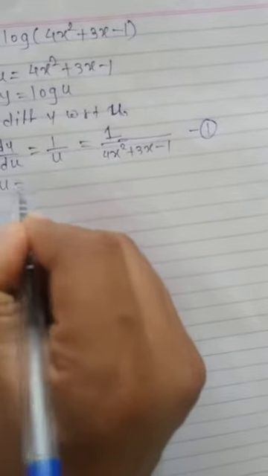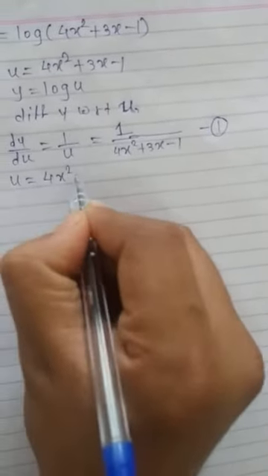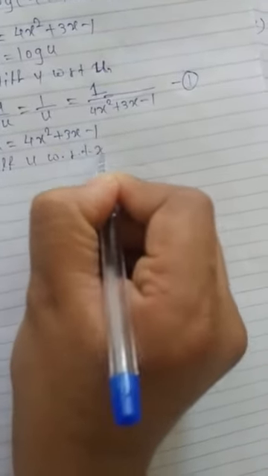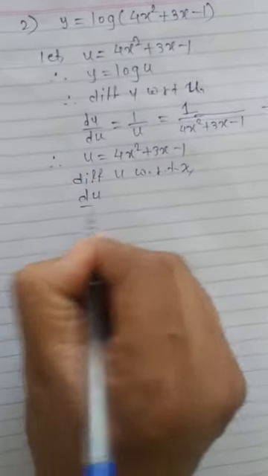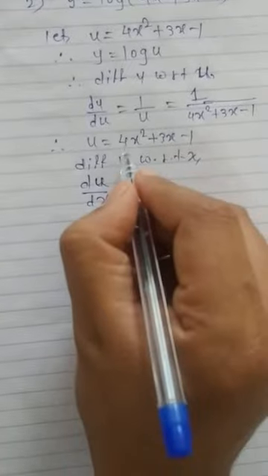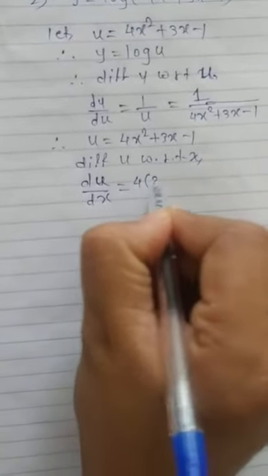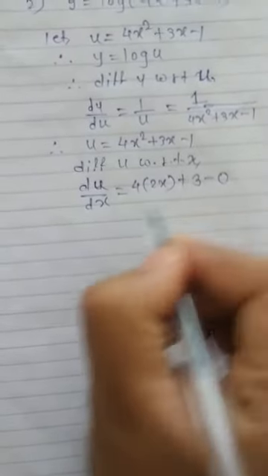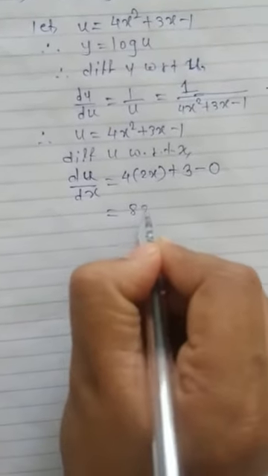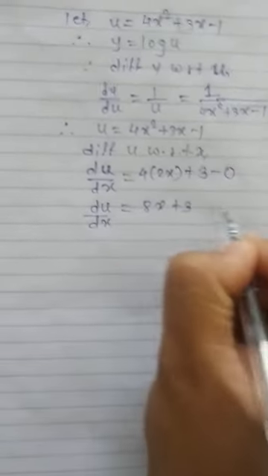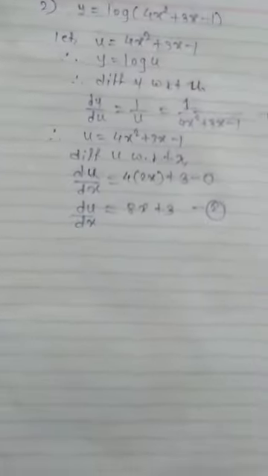Now in the second part we find the derivative of u = 4x² + 3x − 1. If you differentiate this u with respect to x, then you get du/dx equal to the derivative of 4x², which is 4(2x), plus the derivative of 3x, which is 3, and the derivative of 1 is 0. So 8x + 3. This is the value of du/dx. Call it equation number 2.